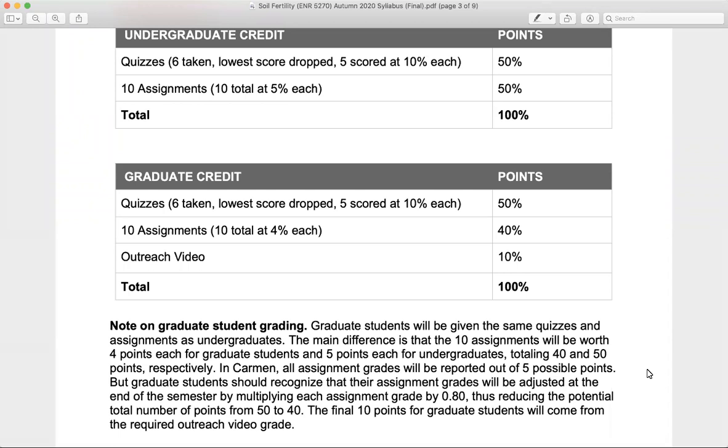undergrad credit versus graduate credit, you can understand that quizzes are 50% for both, and assignments are 50% for the undergrad. So that essentially completes your 100%. That's the whole course. For graduate students, it's 40% and then 10% for the outreach video. 100 total points for both graduate and undergrad, with the difference being that the graduate students, again, have this outreach video to do, okay? If there are any questions on that, please let me know, but hopefully this is relatively self-explanatory.